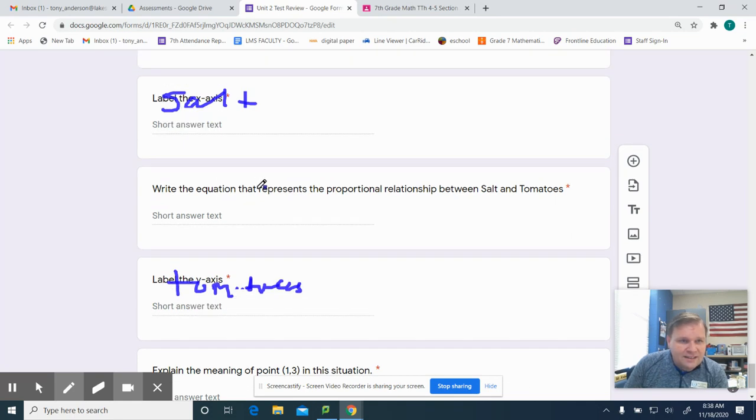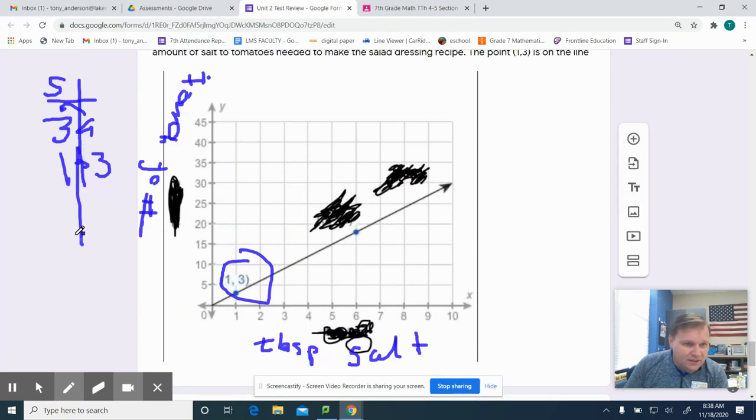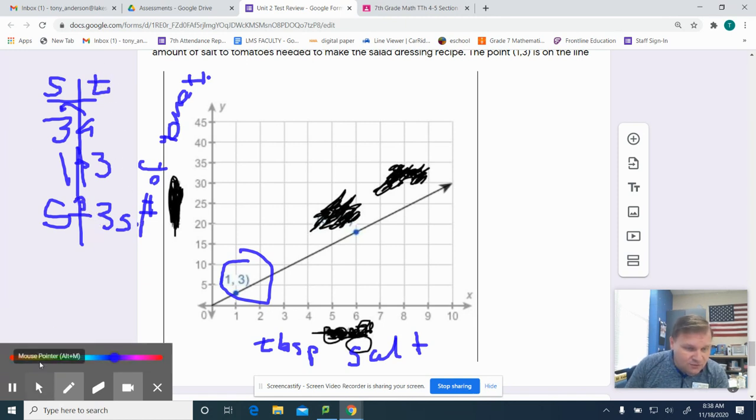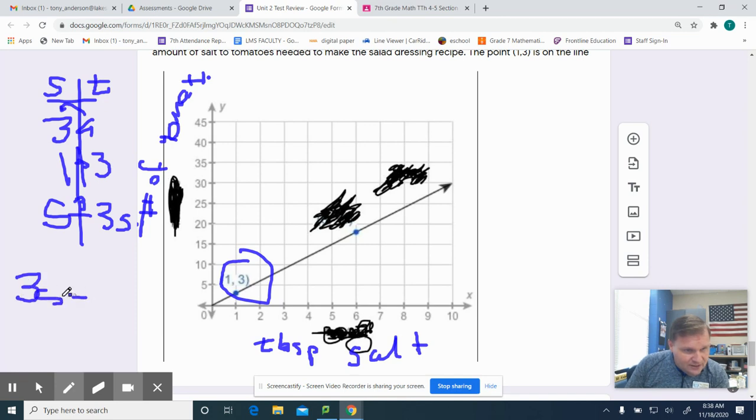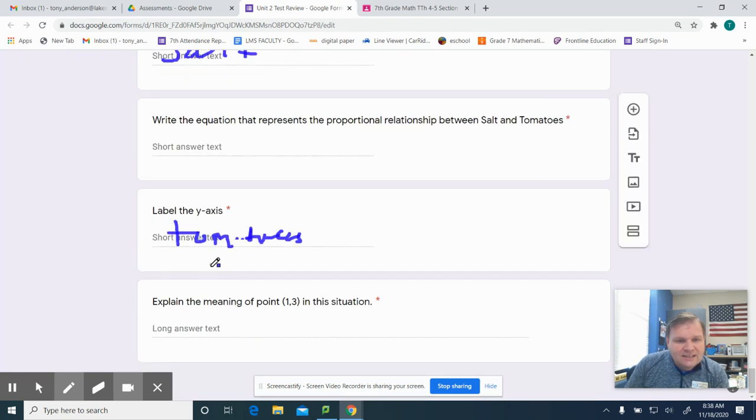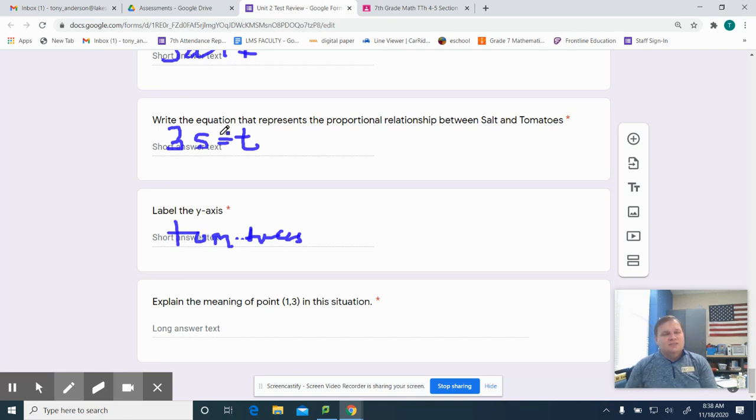Okay, write the equation that represents that. Well, if I go here and I have S here, 3 times S, because that's my constant of proportionality, will equal T, the number of tomatoes. So 3S is equal to T. That's the equation that we need to put right here. 3S is equal to T. Now you can put T is equal to 3S. That doesn't matter as long as the S is next to the 3 and the T is there. Now going back, does this look like the form y equals the constant times x? It does. There's nothing else there.